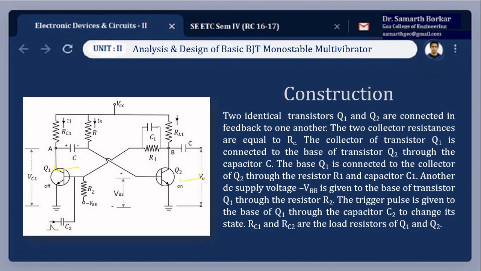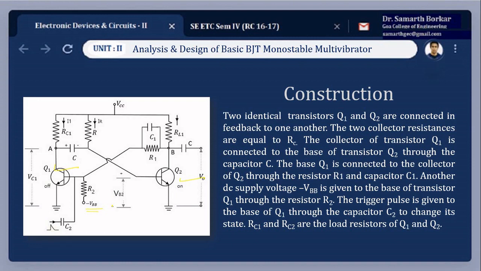The collector of Q1 is coupled to the base of Q2 through a capacitor C. Thus, a DC coupling in bistable multivibrator is replaced by a capacitive coupling in monostable multivibrator. The resistance R at the input of Q2 is returned to the supply voltage VCC. The value of R2 and minus VBB. So you can check out here, the R2 is connected to the base of transistor Q1 and the other end is connected to minus VBB. The values of R2 and minus VBB are chosen such that the transistor Q1 is off.